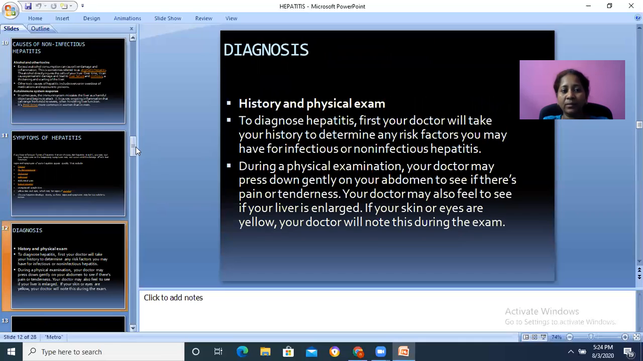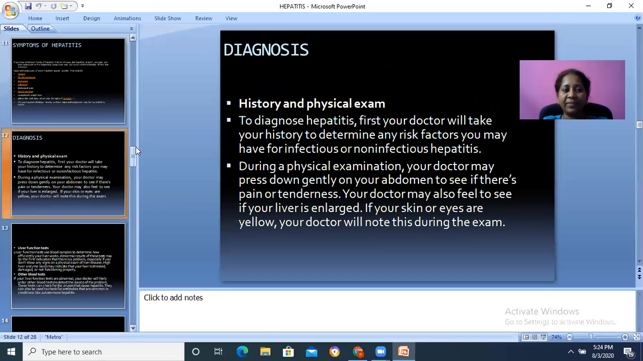How can we diagnose that a person is suffering from hepatitis? By history and physical examination. To diagnose hepatitis, first your doctor will take your history to determine any risk factors you may have for infectious or non-infectious hepatitis.